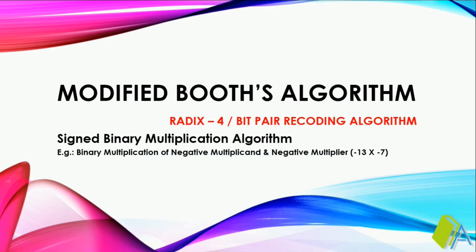Hello everyone. In this video we are going to discuss signed binary multiplication using the modified Booth algorithm. We are going to see a multiplication of a positive number as well as a negative number. Modified Booth algorithm is faster than the normal Booth algorithm since it uses high-speed adders.